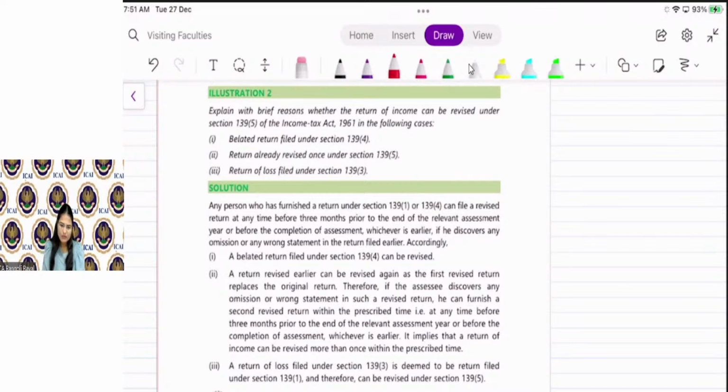Sri Lakshmi, you cannot file return for assessment year 2021 now. In that case, you may file the updated return. In that case, you are filing the updated return. An updated return is pending. We will discuss the concept of updated return later.